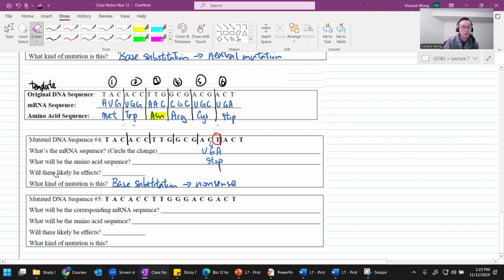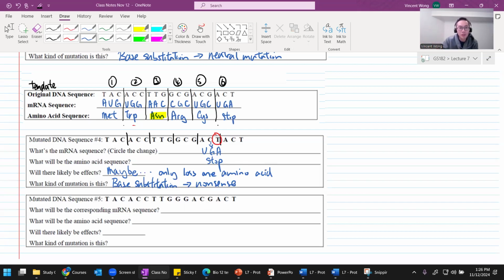Now, will there likely be an effect? I guess you can say yes because you lose an amino acid, right? You can say maybe. I don't know. These are too hypothetical. Okay, maybe. Only lost one amino acid. So maybe it's just minimal effect.